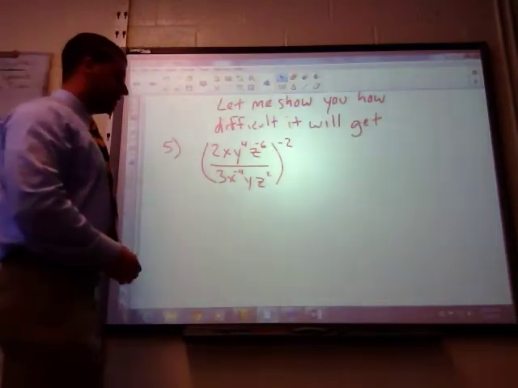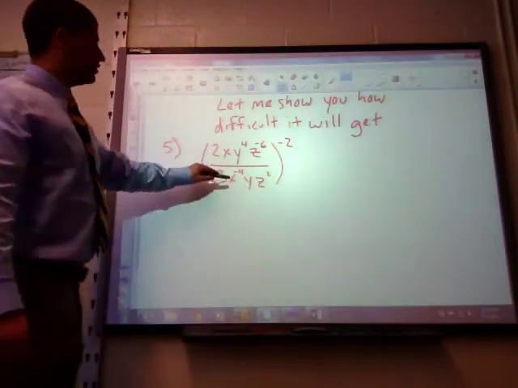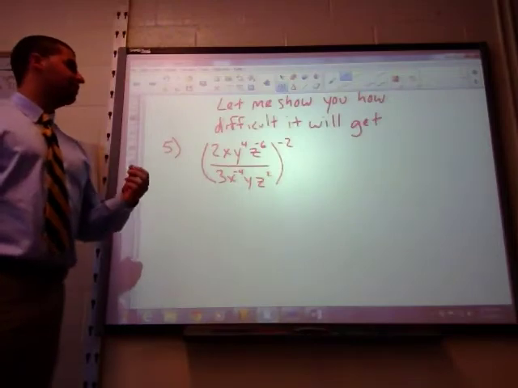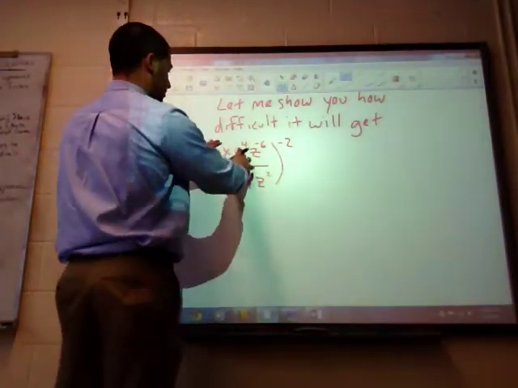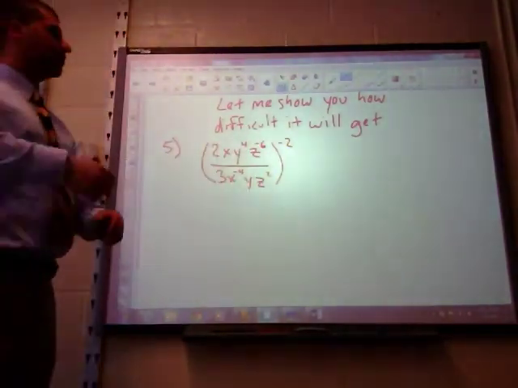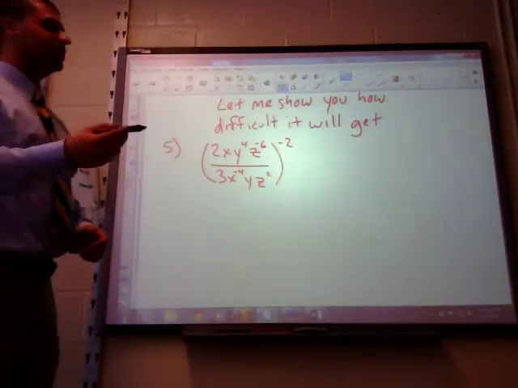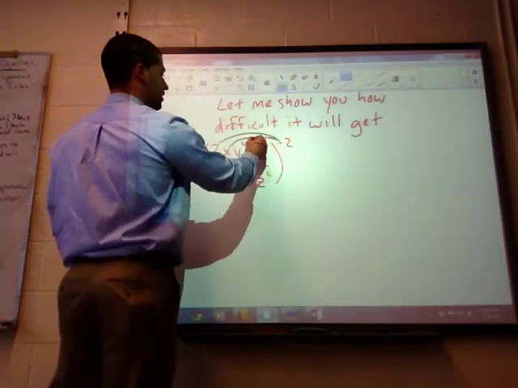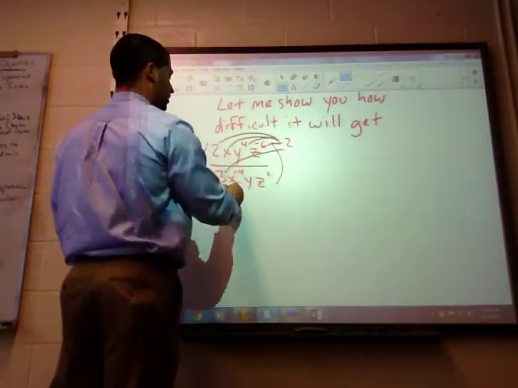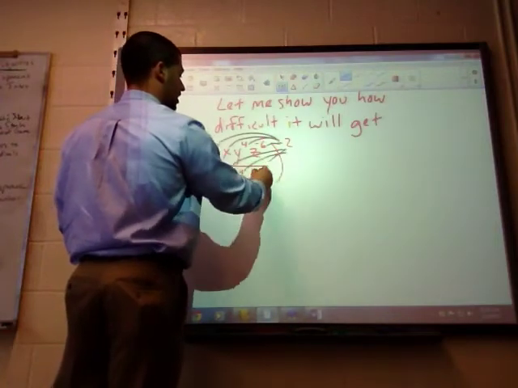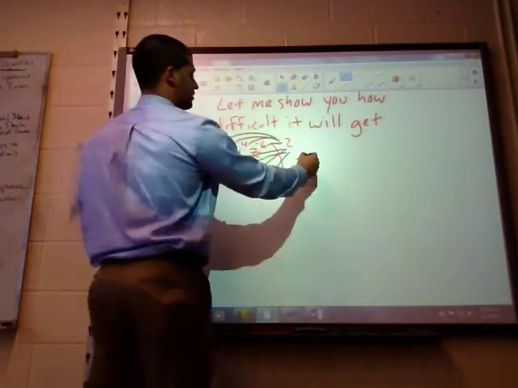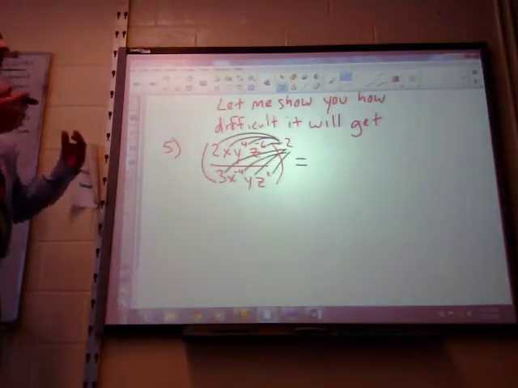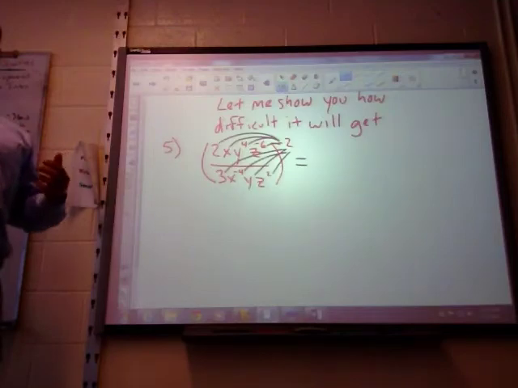Alright, so this is number 5. We got a division happening in here, but we have an exponent on the outside. And what we know from today is that when you have a quotient on the inside or a product on the inside raised to a power on the outside of parentheses, you need to multiply everything on the inside by that exponent. So that includes the 2, the x, the y, the z, the 3, the x, the y, and the z. So this is going to get real complicated real fast. But if you keep everything in order and you go rule by rule, you'll be fine.